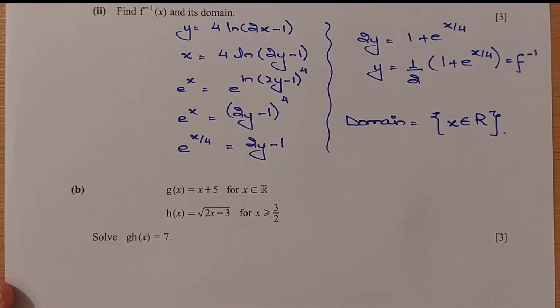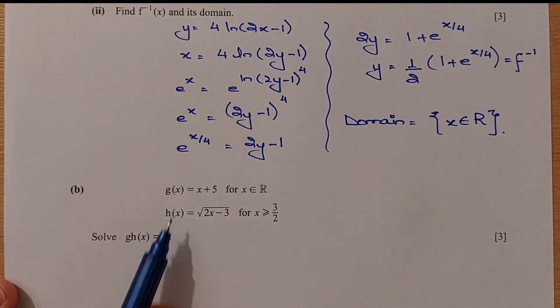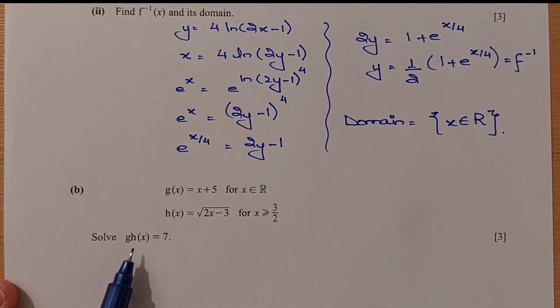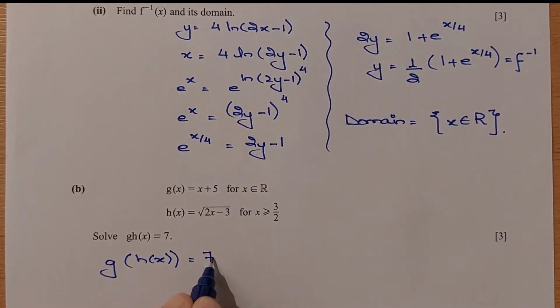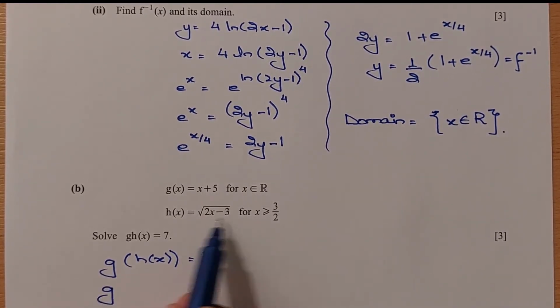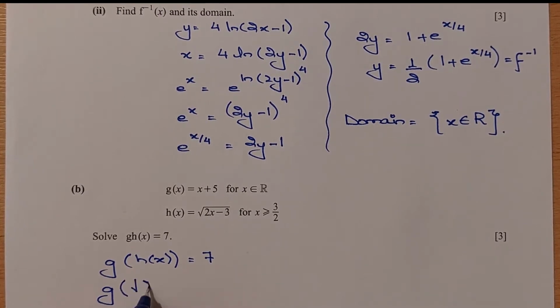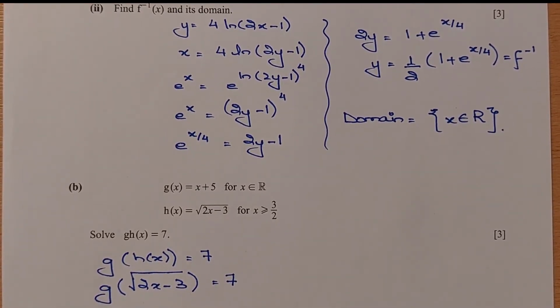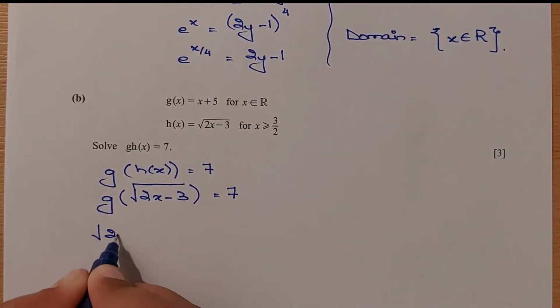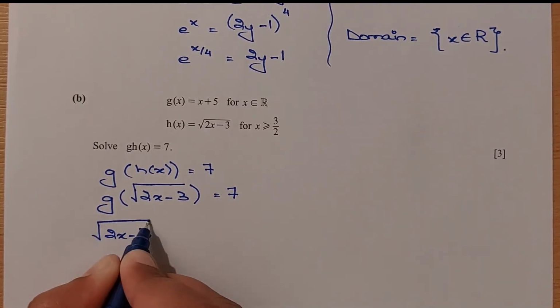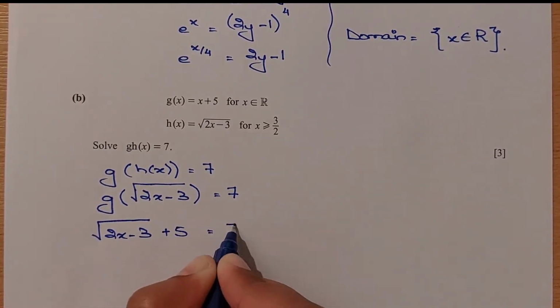Right. Now for the B part, we have given the function g(x) and h(x). We have to solve g composition h equals 7. Okay, so g(h(x)) equals 7, right? So g, substituting the function h(x), that is the square root of 2x - 3, equals 7. Now g(x) is x + 5, so this is going to be x here. So the square root of (2x - 3) plus 5 equals 7.